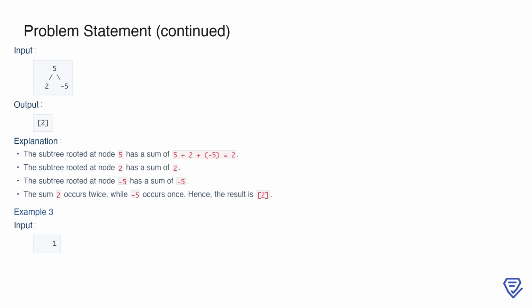Now, consider another example where the binary tree has a root node valued at 5, with children 2 and -5. For this tree, the subtree rooted at node 5 has a sum of 5 plus 2 plus -5, which equals 2. The subtree rooted at node 2 has a sum of 2, and the subtree rooted at node -5 has a sum of -5. Here, the sum 2 occurs twice, while -5 occurs only once. As a result, the most frequent subtree sum is 2, and the output is 2. This example highlights how the frequency of sums determines the result.